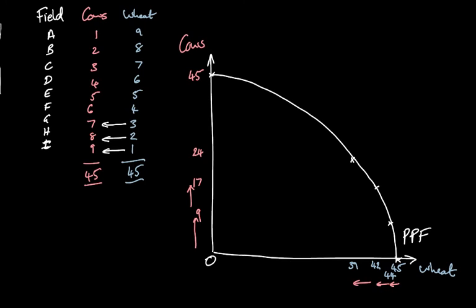The very last field that we would use would be field A. Why would that be the very last field that we would use? Well, because if we were to switch it from wheat to cows, we would gain only 1 cow by doing that, but we would have to give up 9 units of wheat to do so. So we would leave that field to the very, very end, again, assuming we were being rational.